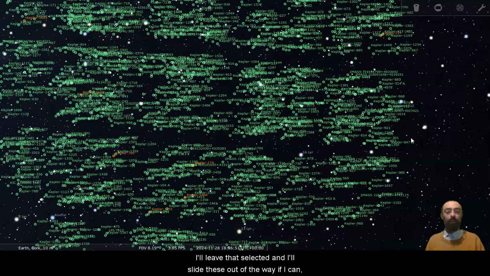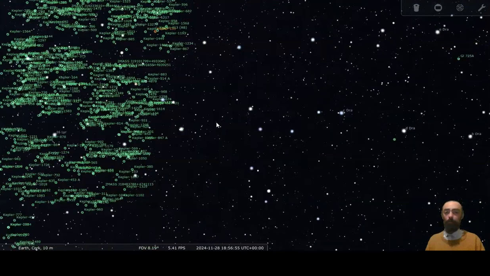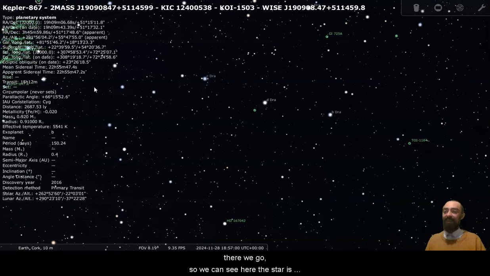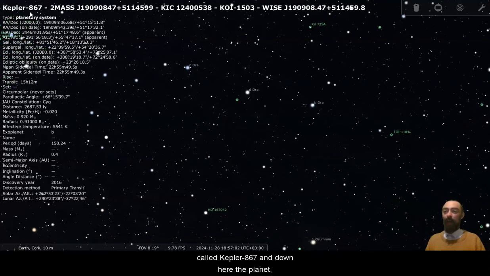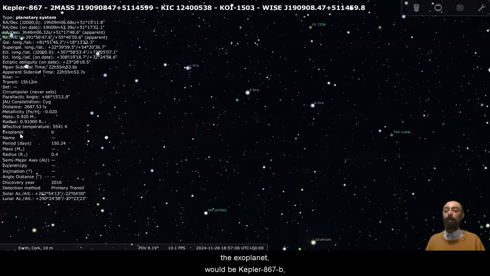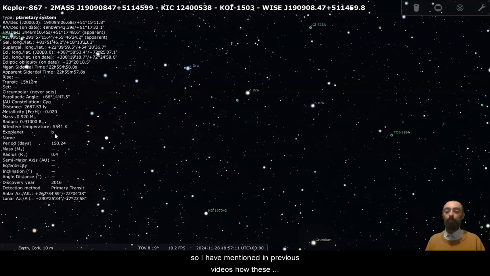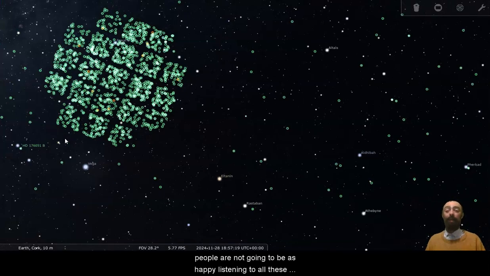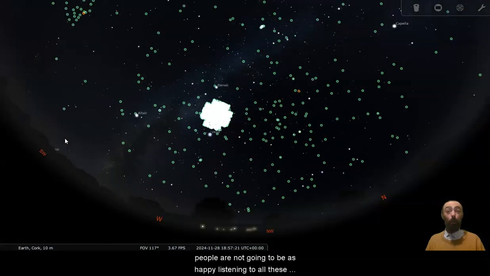So I'll leave that selected and I'll slide these out of the way if I can. Something like this. There we go. So we can see here the star is called Kepler 867, and down here the planet, the exoplanet, would be Kepler 867b. So I have mentioned in previous videos how these names can be kind of boring. These names can be repetitive, and that can lead to confusion and boredom.